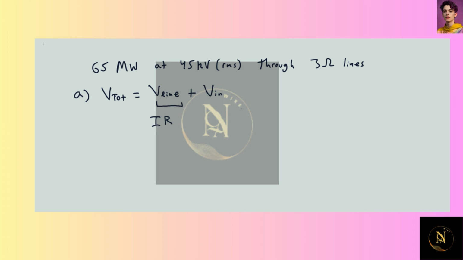So in order to calculate I, the current through the lines, we can use the fact that it's equal to the power delivered across the input voltage. So now we can plug this in for V total. So this is equal to the input power over the input voltage, both of which are given, times the resistance of the lines, plus the input voltage. So now we have this solely in terms of given quantities. And if we plug numbers in, we find a value of about 50 kilovolts.